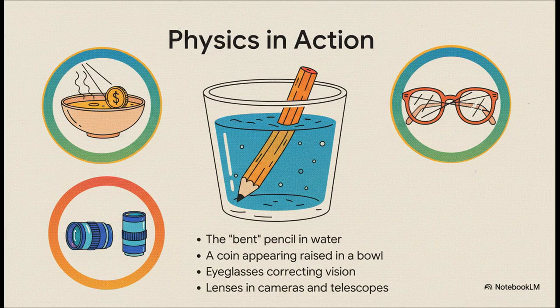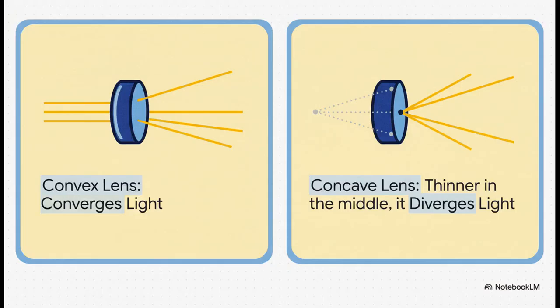And of course, things like eyeglasses, cameras, and telescopes are all designed specifically to bend light in just the right way. And just like we have curved mirrors to control bouncing, we have curved lenses to control bending. A convex lens is thicker in the middle, and it converges light rays, bringing them to a point. A concave lens is the opposite. It's thinner in the middle, and it diverges or spreads light rays out. By combining these two types, we've been able to build everything from microscopes to giant telescopes.